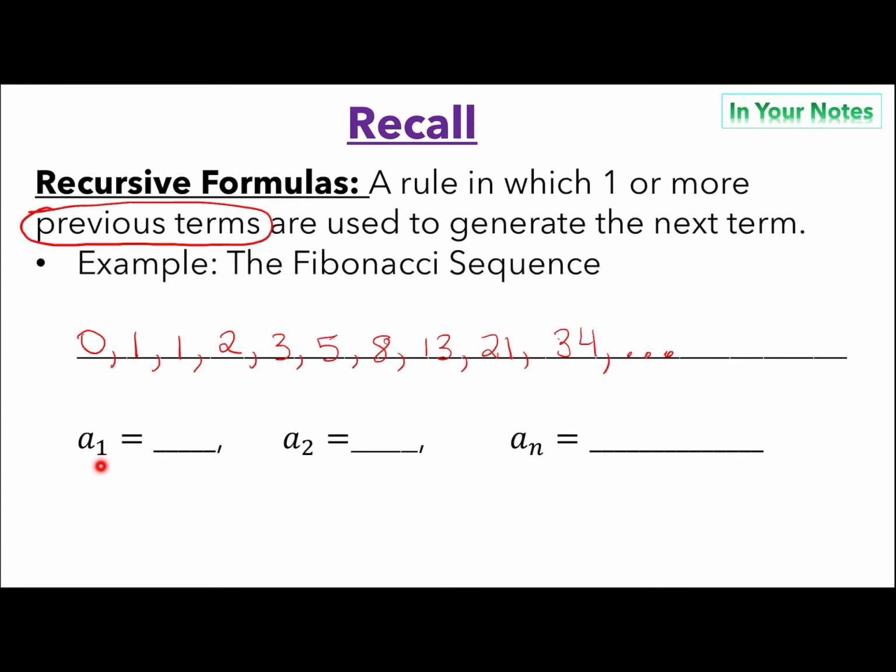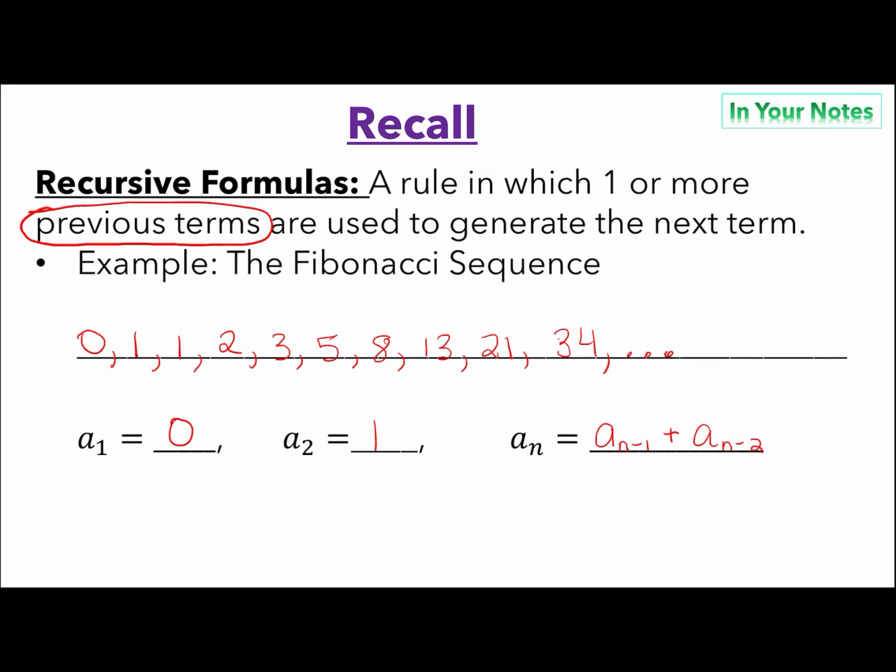So what is our a sub 1? What is our first term? Well, that's easy. It's 0. What is our second term? Our second term is 1. The way that we would explain how to write this as a recursive formula, I'm going to write it down first, and then I'm going to explain what it means. So it is going to be a sub n minus 1 plus a sub n minus 2.